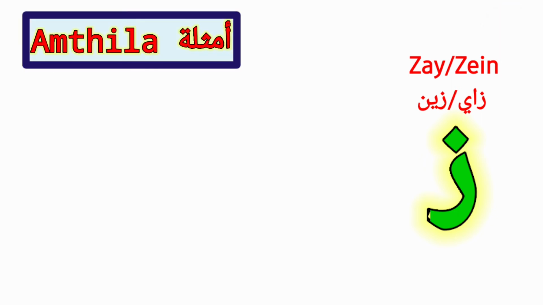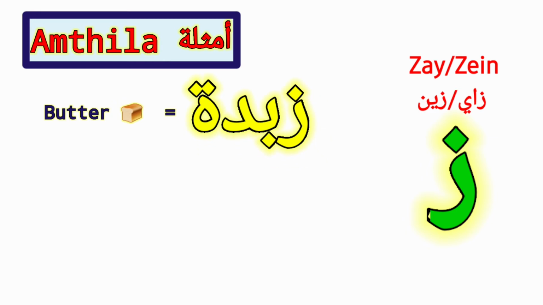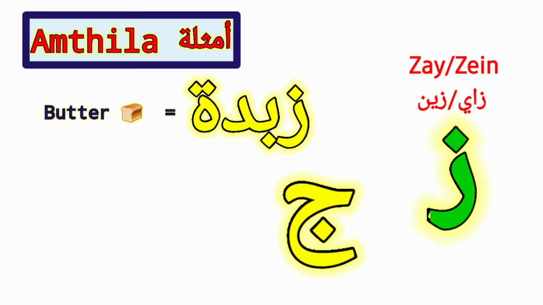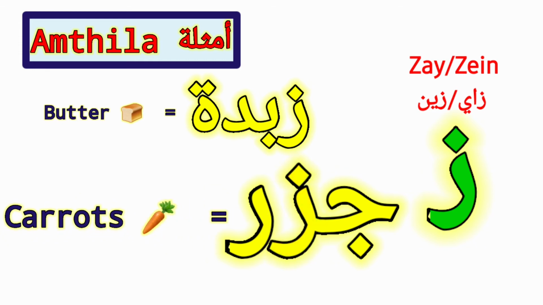It's called Zay or Zayn. As I told you, Zayn is more common in Masri. Sound-wise, as normal, Z, Z. No tongue out, nothing. طيب, أمثلة. Zayn as in the word zibda. Zibda means butter. By the way, in Fusha, it's pronounced zubd. مثال تاني, another example. Gazar. Gazar means carrots. Obviously, in Fusha, it will be jazar.